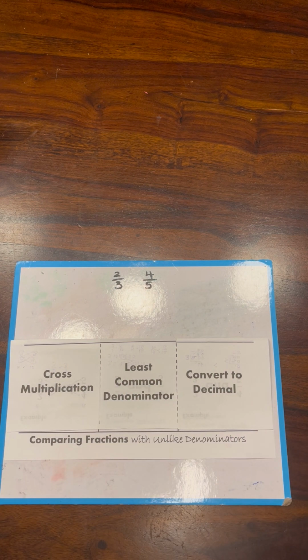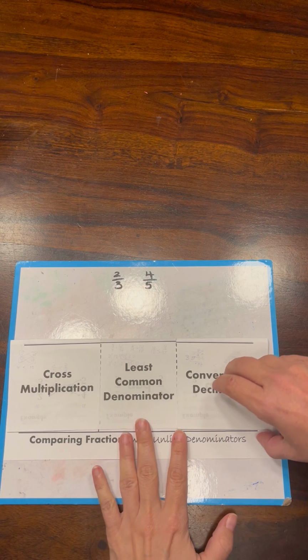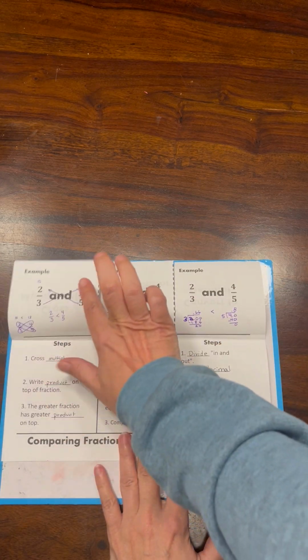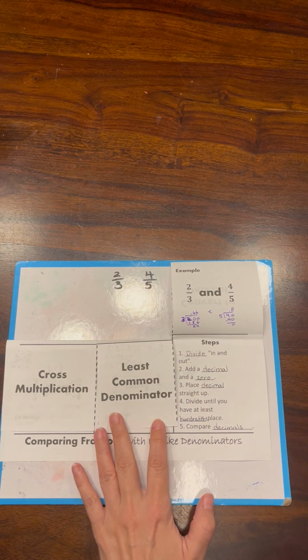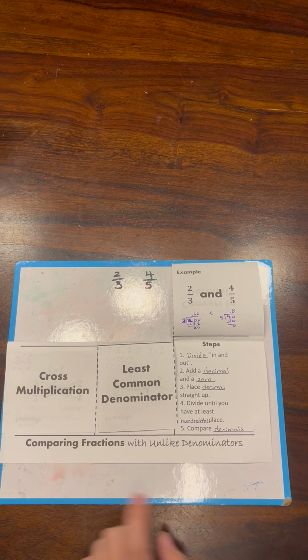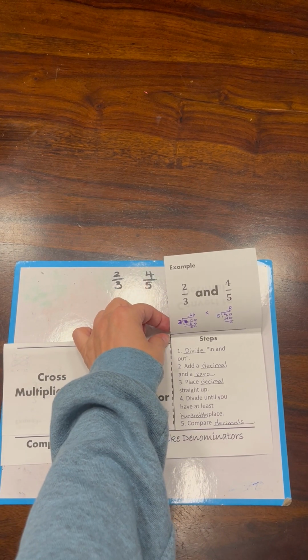So we're going to be working on converting to decimals first. So remember, we're working with unlike denominators. For each of these different options, we're going to be comparing the same fractions, 2/3 and 4/5. So we're going to compare 2/3 and 4/5 by making the fractions into decimals.